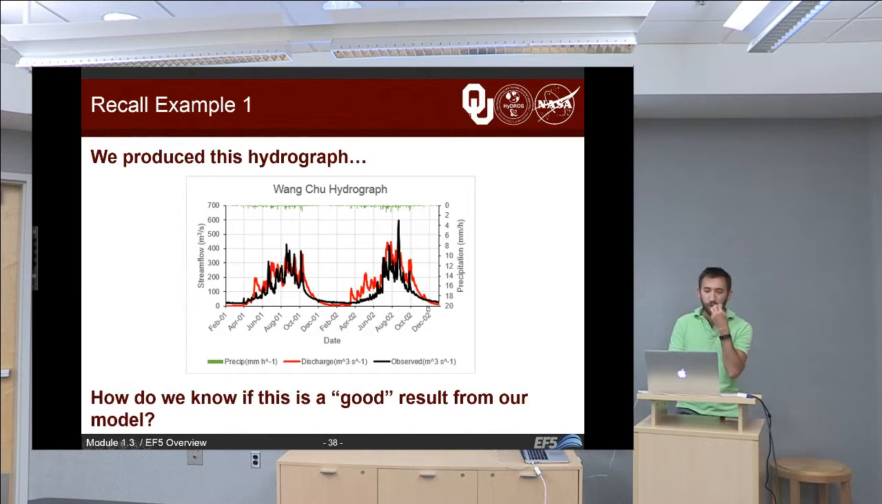So let's recall example 1. We produce this hydrograph shown here, and now we want to know, is this a good result, a bad result, or somewhere in between? We can look at it visually, and we can try to see, yeah, the red and black match up pretty well, or they're perfect here, and they're a little bit off here.